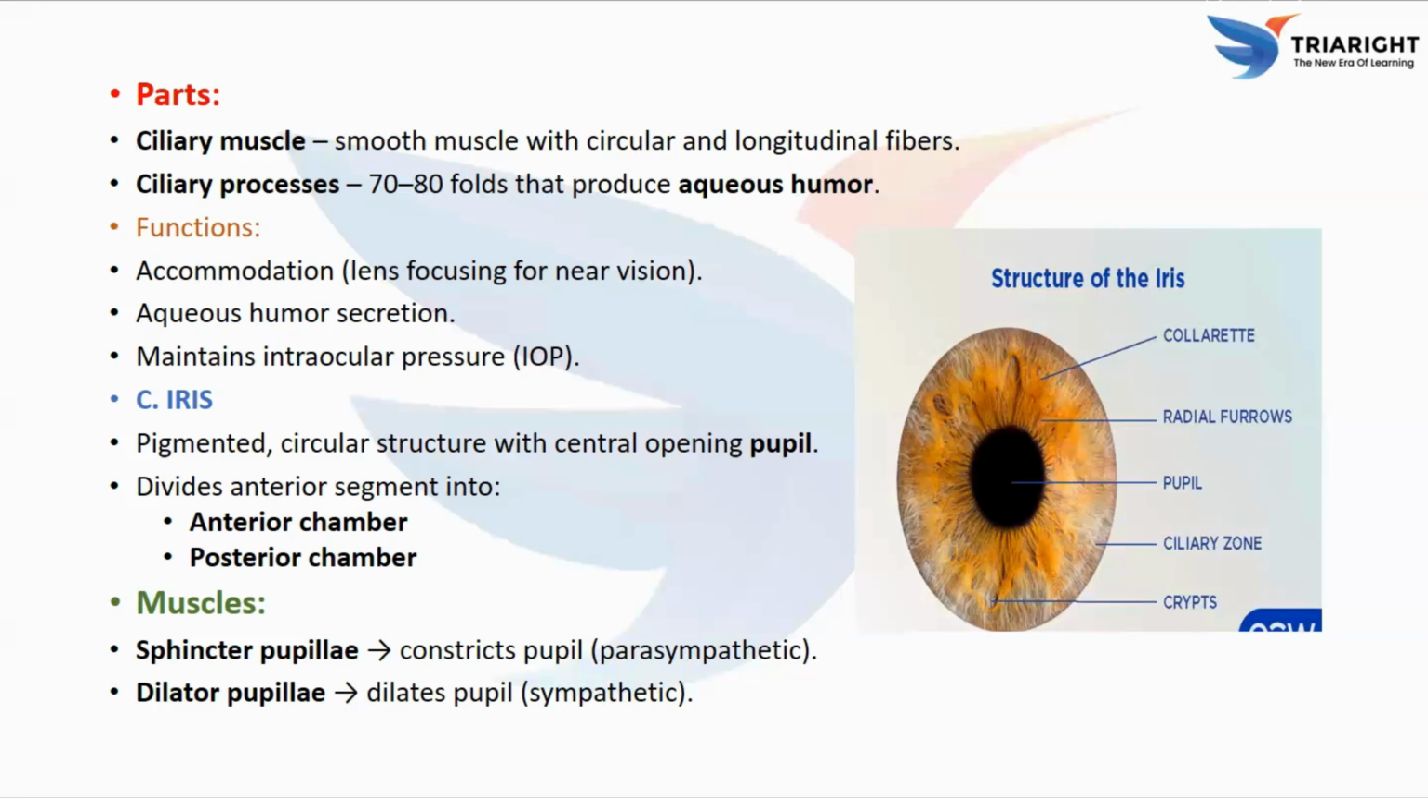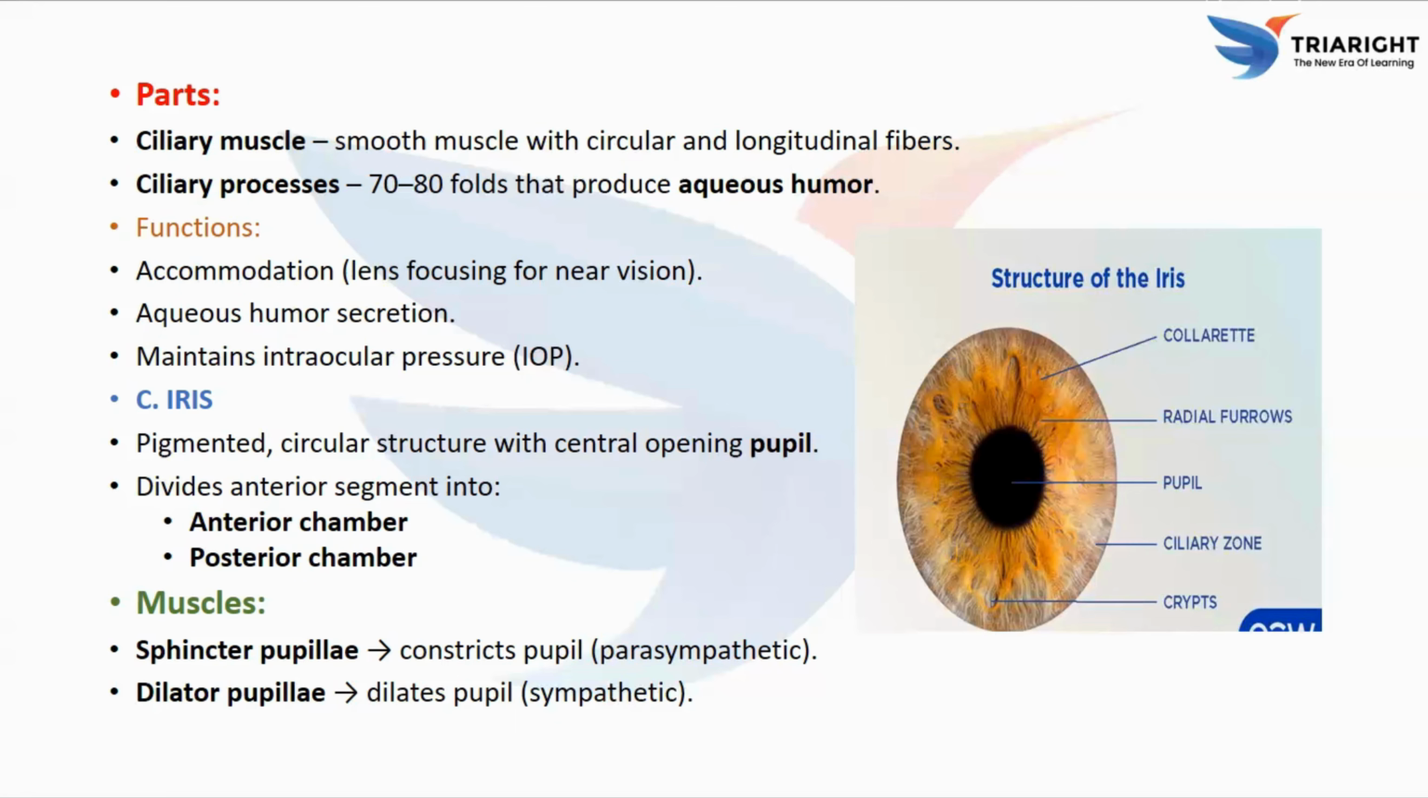So here in the picture, you can find the collarette, which is the thickest region, and radial furrows. These are the natural furrows which help in the iris movement. The pupil is a central opening. The ciliary zone is the peripheral iris towards the ciliary body. Crypts are the holes that allow the aqueous fluid movement. So these features help the iris change shape smoothly.